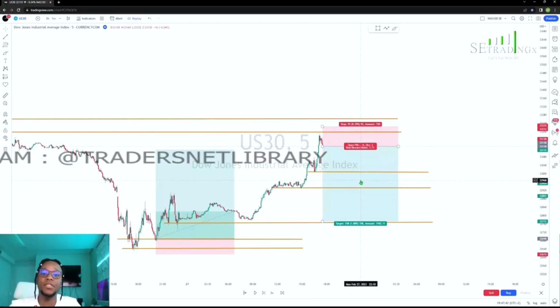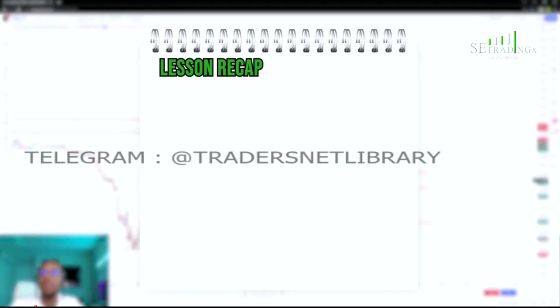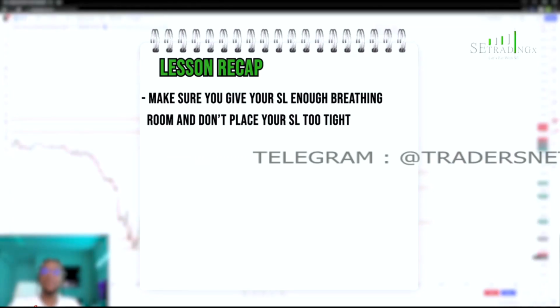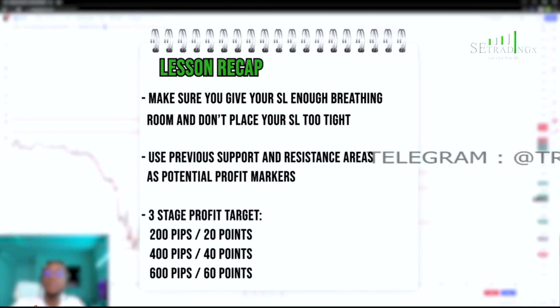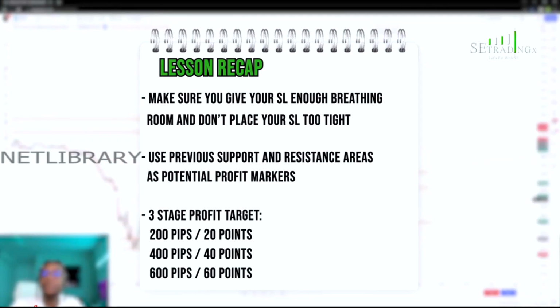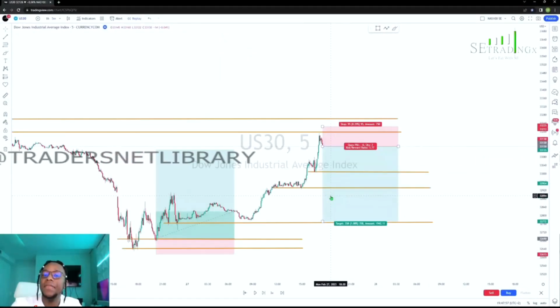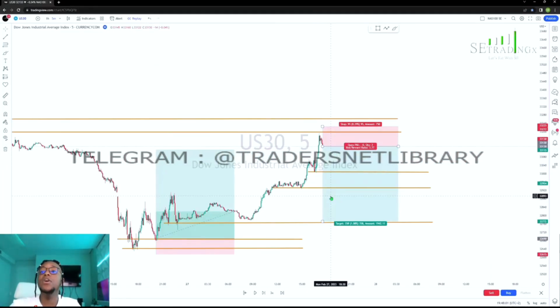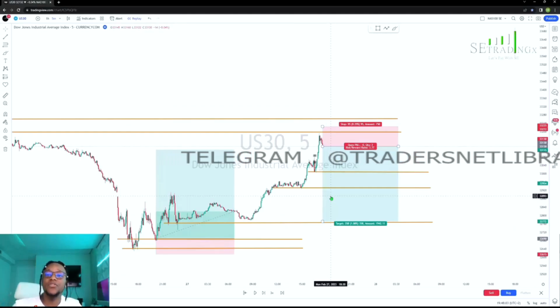Very simple how to place your TPs and your SLs. SLs need some breathing room. Don't make them too tight, because you're going to be taken out of a trade too early. Take profits at 20 points, 40 points, 60 points. So that's 200 pips, 400 pips, 600 pips, and then anything else is extra when trading. Because I am a day trader, not a swing trader, this is why I'm only teaching day trading strategies.